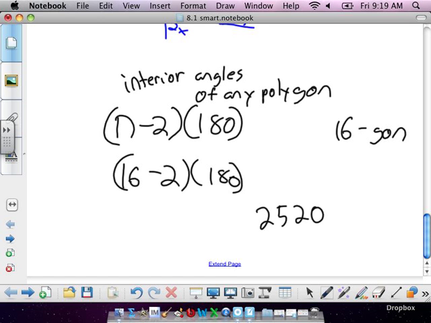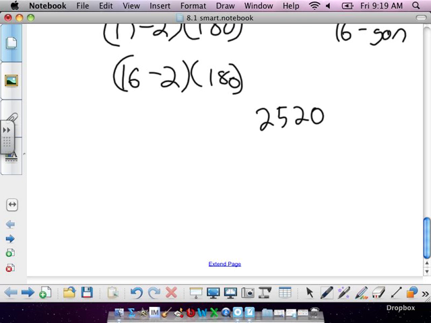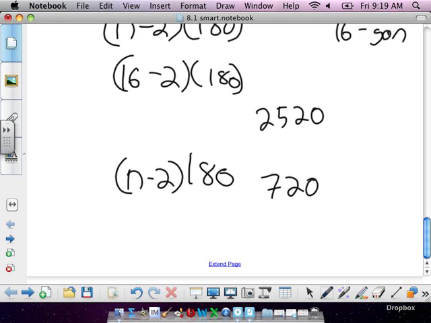Okay. So problems 3 through 10, you're going to have to do something like this. One other one might be, let's say I tell you the interior angles of some polygon is 720. How would you figure out how many sides it was? You'd say n minus 2 times 180. So you divide both sides by 180 and then add 2. And that would give you the number of sides.